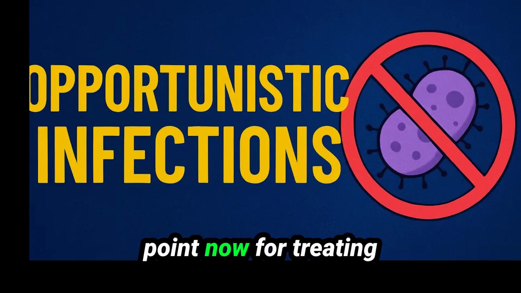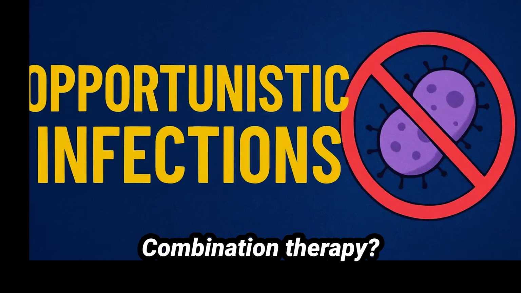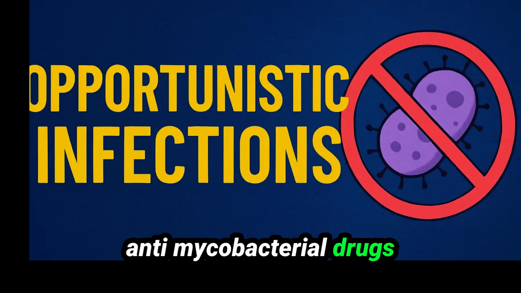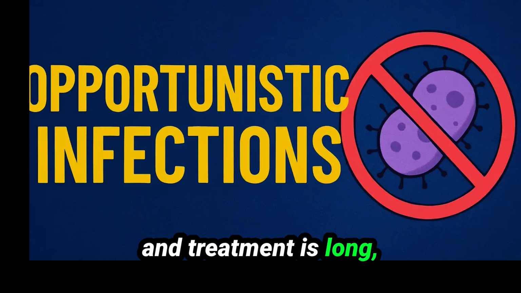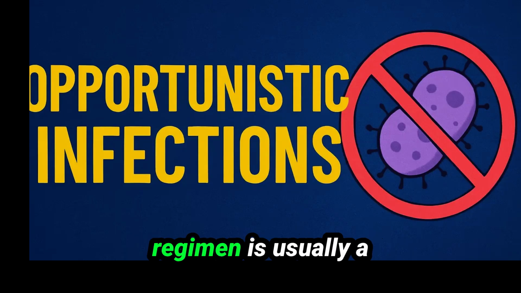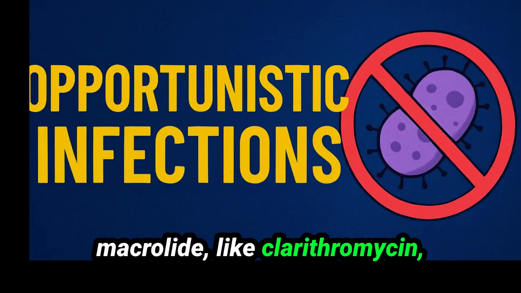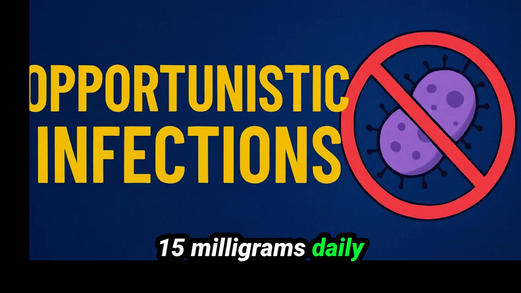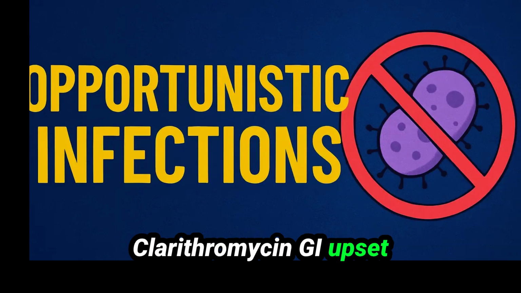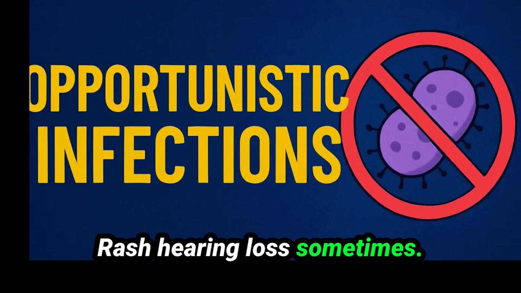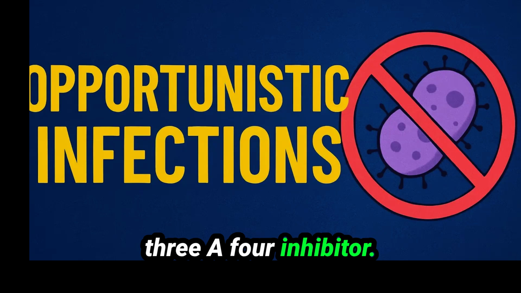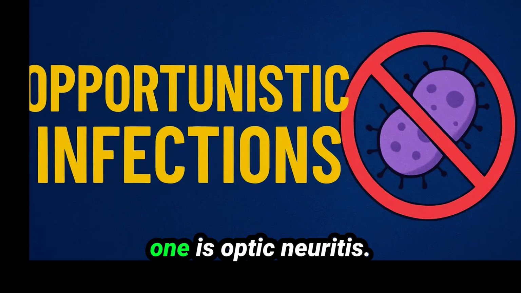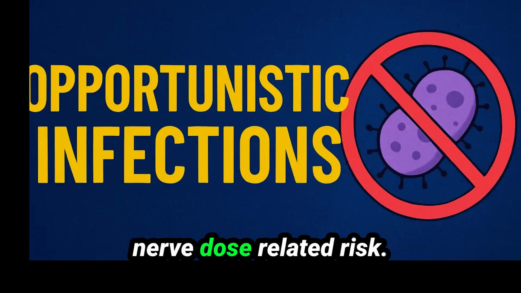Okay, very important point. Now, for treating active MAC disease, combination therapy. Yes, always combination therapy, usually at least 2 antimycobacterial drugs with different mechanisms, and treatment is long, typically at least 12 months. The preferred starting regimen is usually a macrolide like clarithromycin 500 milligrams twice daily, plus ethambutol 15 milligrams daily. Side effects to watch, clarithromycin: GI upset, that metallic taste, rash, hearing loss sometimes, and it's a CYP3A4 inhibitor, so watch for drug interactions and potential QTc prolongation. Ethambutol. The big one is optic neuritis, inflammation of the optic nerve. Dose-related risk.